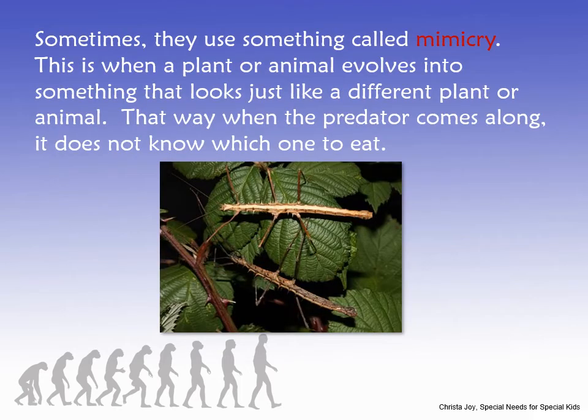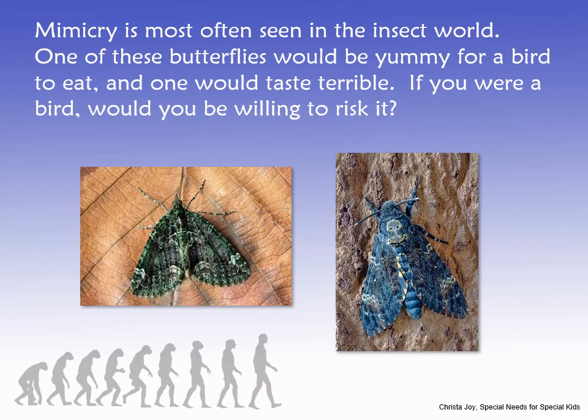Sometimes they use something called mimicry. This is when a plant or animal evolves into something that looks just like a different plant or animal. That way, when the predator comes along, it does not know which one to eat. Mimicry is most often seen in the insect world. One of these butterflies would be yummy for a bird to eat, and one would taste terrible. If you were a bird, would you be willing to risk it?